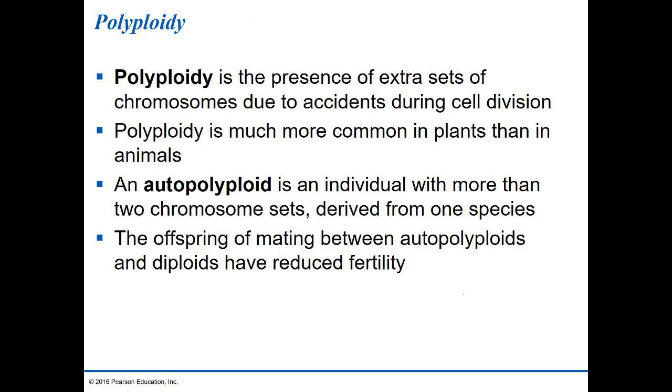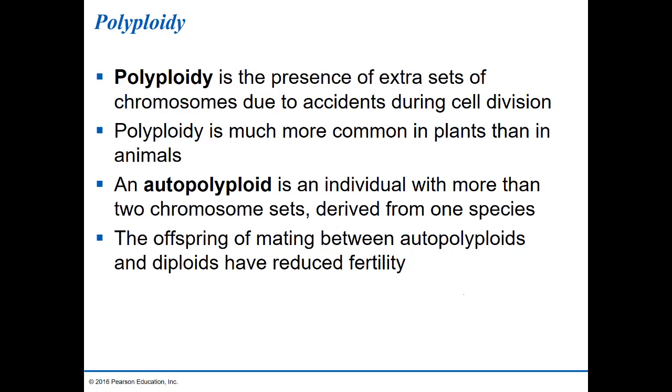Polyploidy is the presence of extra sets of chromosomes due to mutations and things that go wrong during cell division. It's a lot more common in plants than it is in animals because in most cases polyploidy is detrimental to us. The quintessential example of having an extra chromosome set would be Down syndrome. Nowadays it's not as detrimental, but 100 years ago, 50 years ago, those individuals usually didn't live as long as those that didn't have Down syndrome.